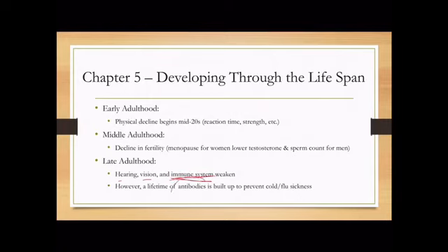But the lifetime of antibodies is built up to prevent cold and flu sickness. So their immune system is weak towards new viruses, like the coronavirus, or things like pneumonia, cancer, etc. But the basic cold and flu, well, they've had so many colds and flus, they have so many antibodies, they're basically immune to getting the cold and flu.